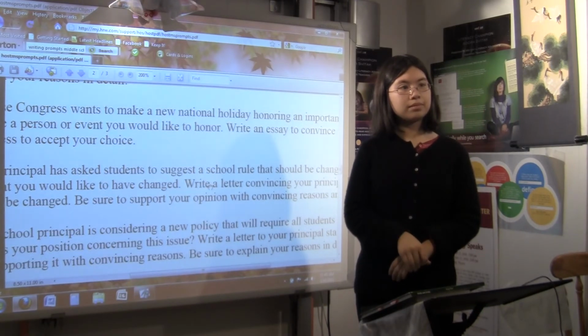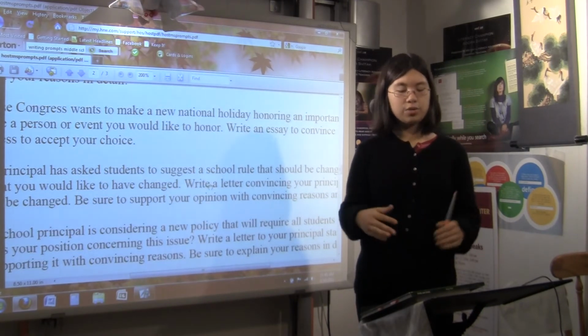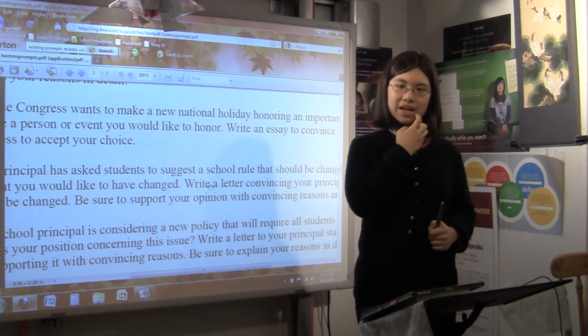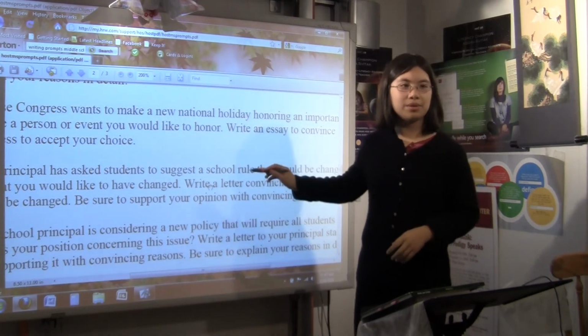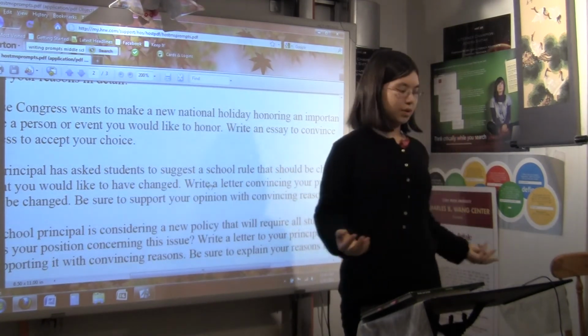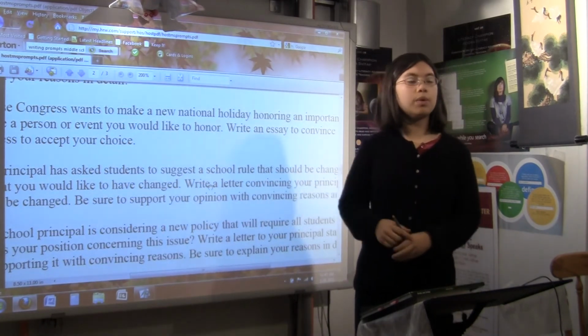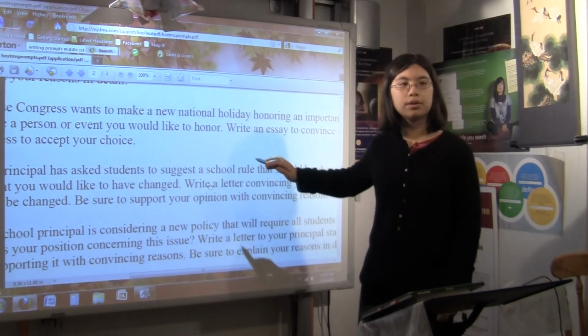The rule about chewing gum in school. Okay, I knew that. Yeah, I know that everyone hates that. But okay, so now you can't just walk up to your principal and say I don't like that we can't chew gum in school. Again, you have to support it. So what would you say to support this idea?